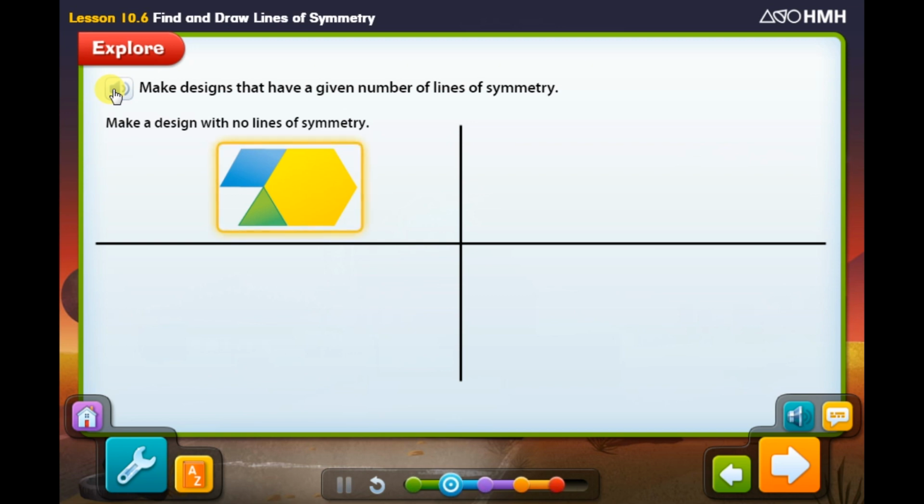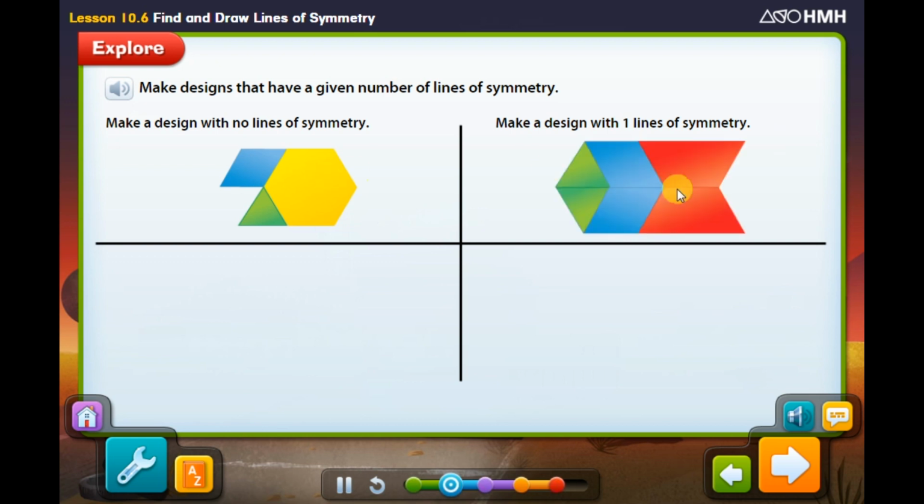So, we have now three types of figures. They are not making any shape that you can divide into two matching parts, right? So, can you put here any line of symmetry? No. No, there are no lines of symmetry for this design. Let's make a design with one line of symmetry.